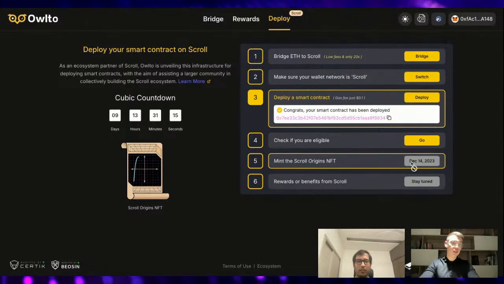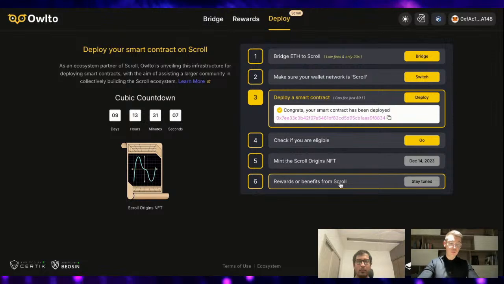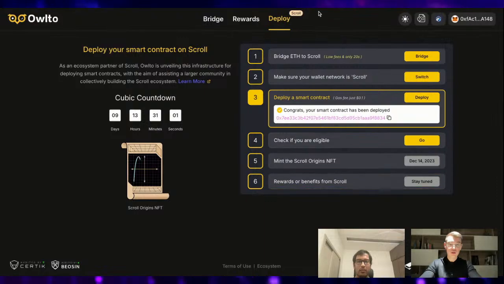On 14th of December, they will offer us an opportunity to mint Scroll Origins NFT that can probably be beneficial for us as early adopters, because Scroll plans to launch their token in the future, and they can definitely provide some benefits for participants who tested their network in the early stages.